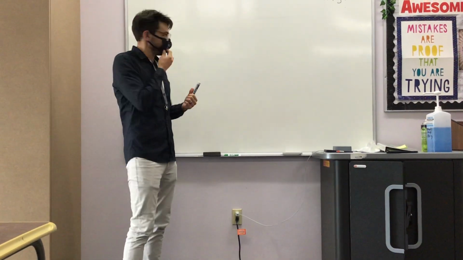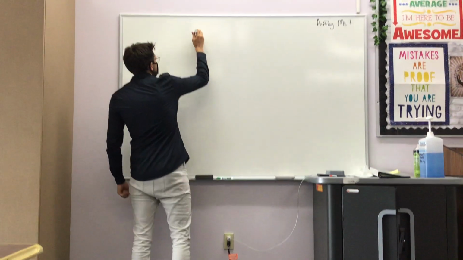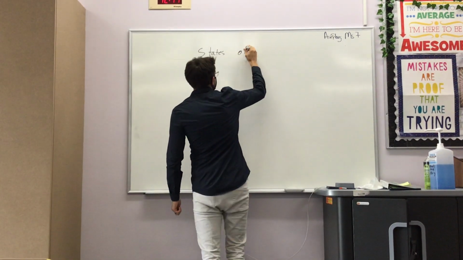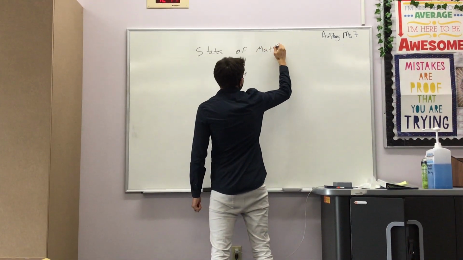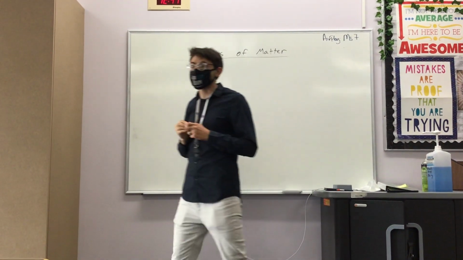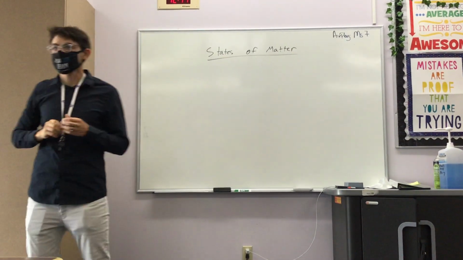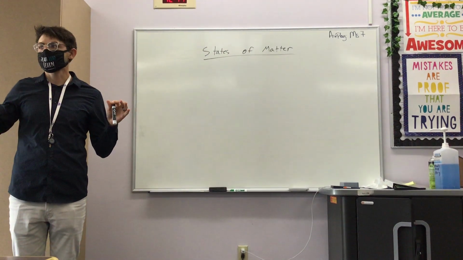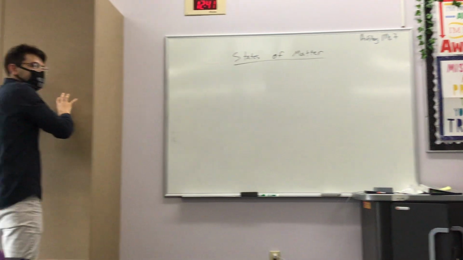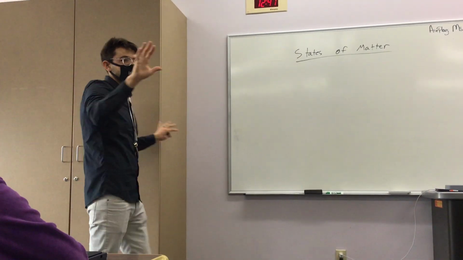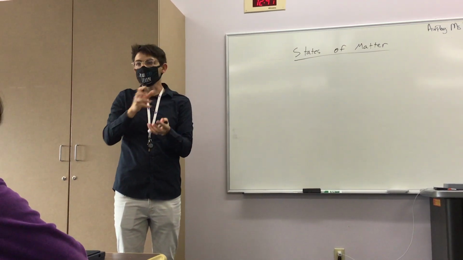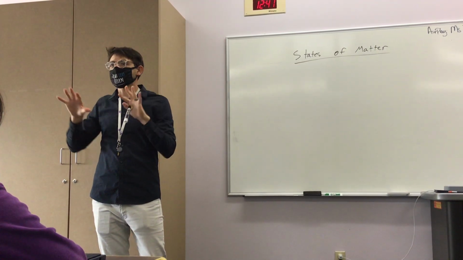Okay, so the states of matter, that's what we're talking about here. Y'all remember what matter is, right? Anyone confused about matter? So matter is all the stuff around us that we can touch. So it's solids, liquids, and gases. That's all matter. The air is matter. The water in your bottle is matter. Anything you can touch is matter.